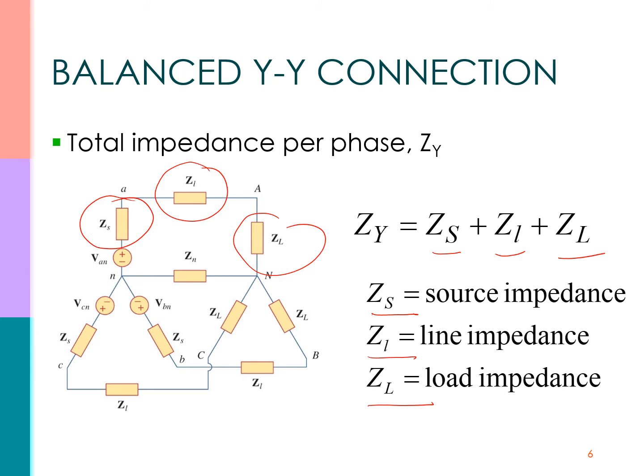ZS, the source impedance, denotes the internal impedance of the phase winding of the generator. Line impedance is the impedance of the line joining a phase of the source with a phase of the load. And load impedance is the impedance of each phase of the load. Basically, the source impedance and line impedance are often very small compared with the load impedance, so one can assume that Z Y equals the load impedance if there is no source or line impedance.